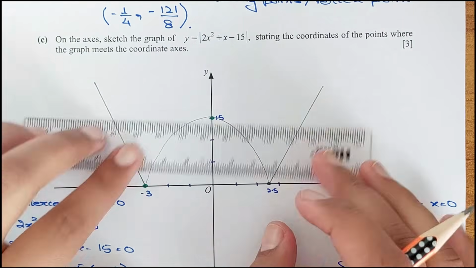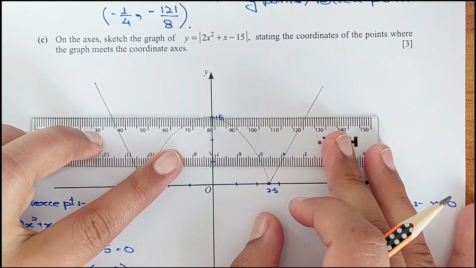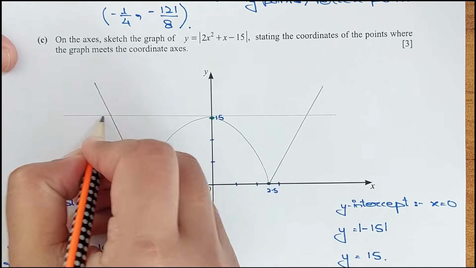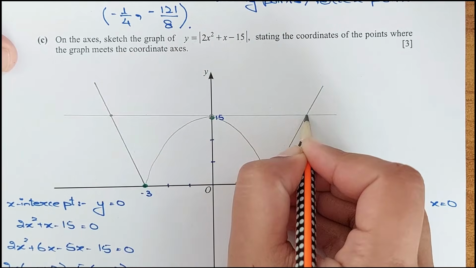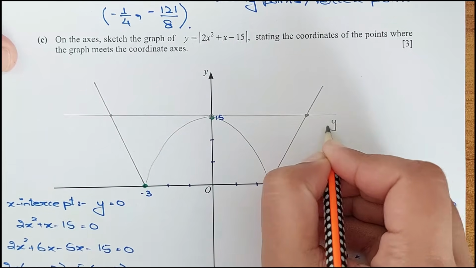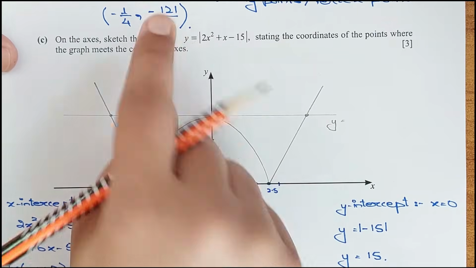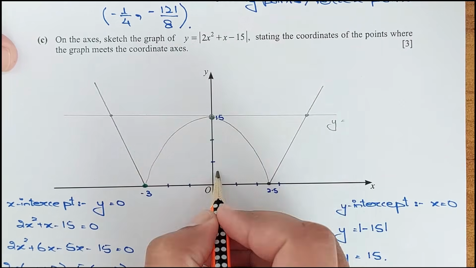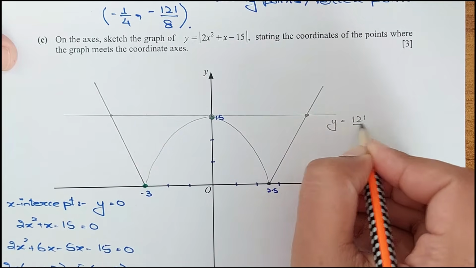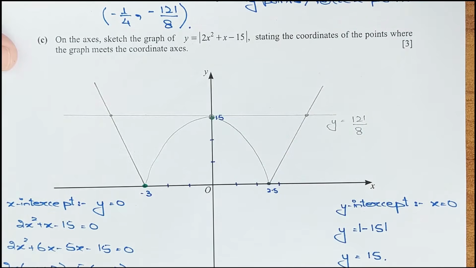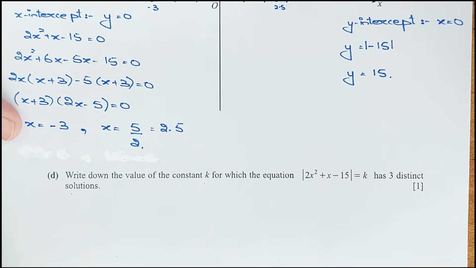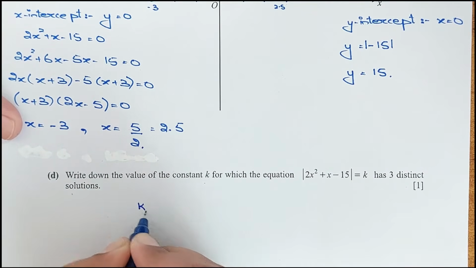But if I draw the line over here, it touches the vertex, so it has exactly three solutions, right? This solution, the vertex, and this solution. So y equals this vertex point, which is minus 121 over 8. Since it is the absolute value, we take positive 121 over 8. This is the line. So the value of the constant k for which the equation has three distinct solutions is k equals positive 121 over 8.